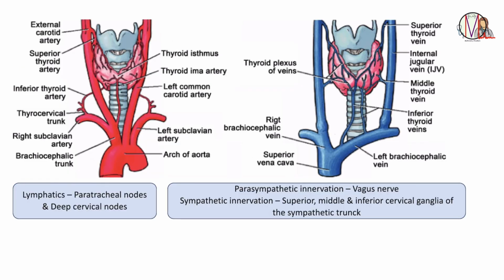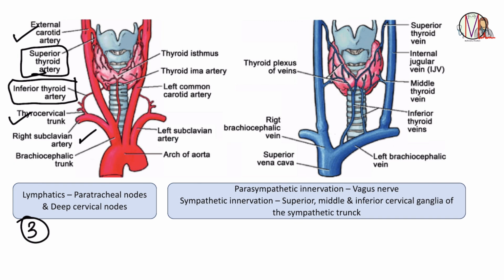For the blood supply, there are three types of arteries: the paired superior thyroid artery from the external carotid artery, the paired inferior thyroid artery from the thyrocervical trunk, which is a branch of the subclavian artery, and the unpaired thyroid IMA, that is thyroidea ima artery, which comes off the brachiocephalic trunk or the aortic arch.